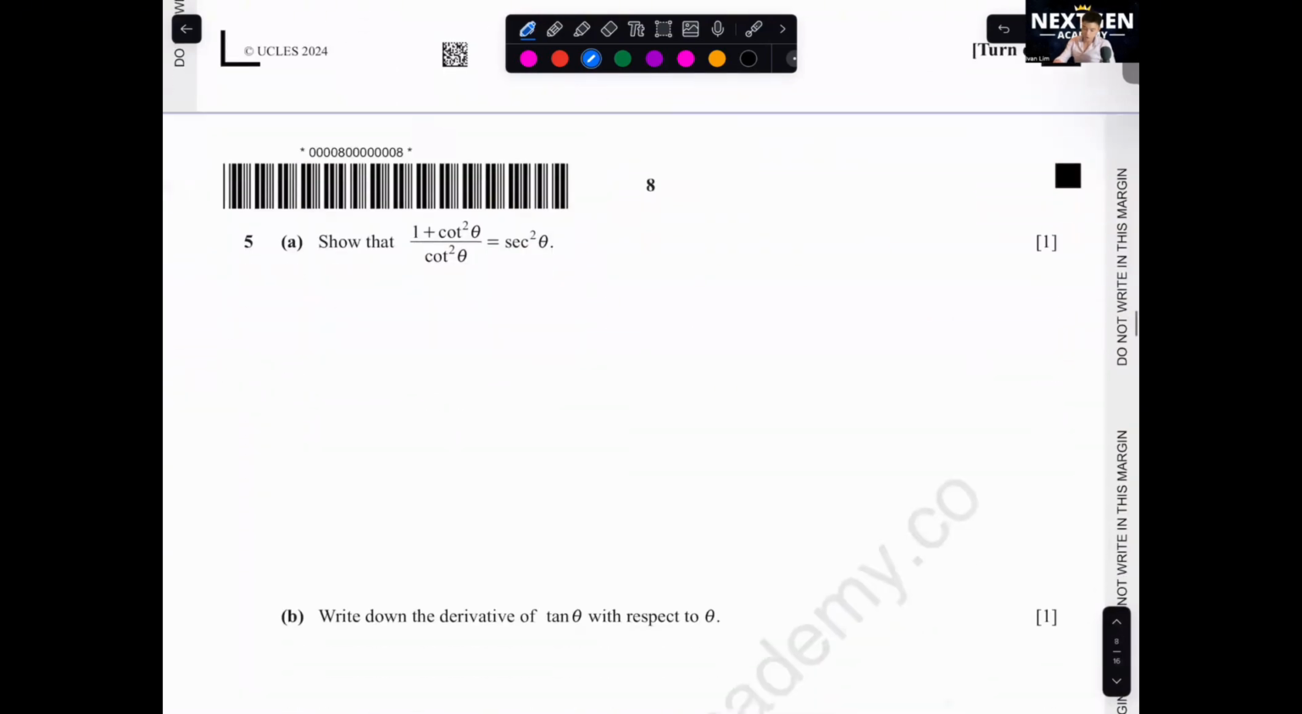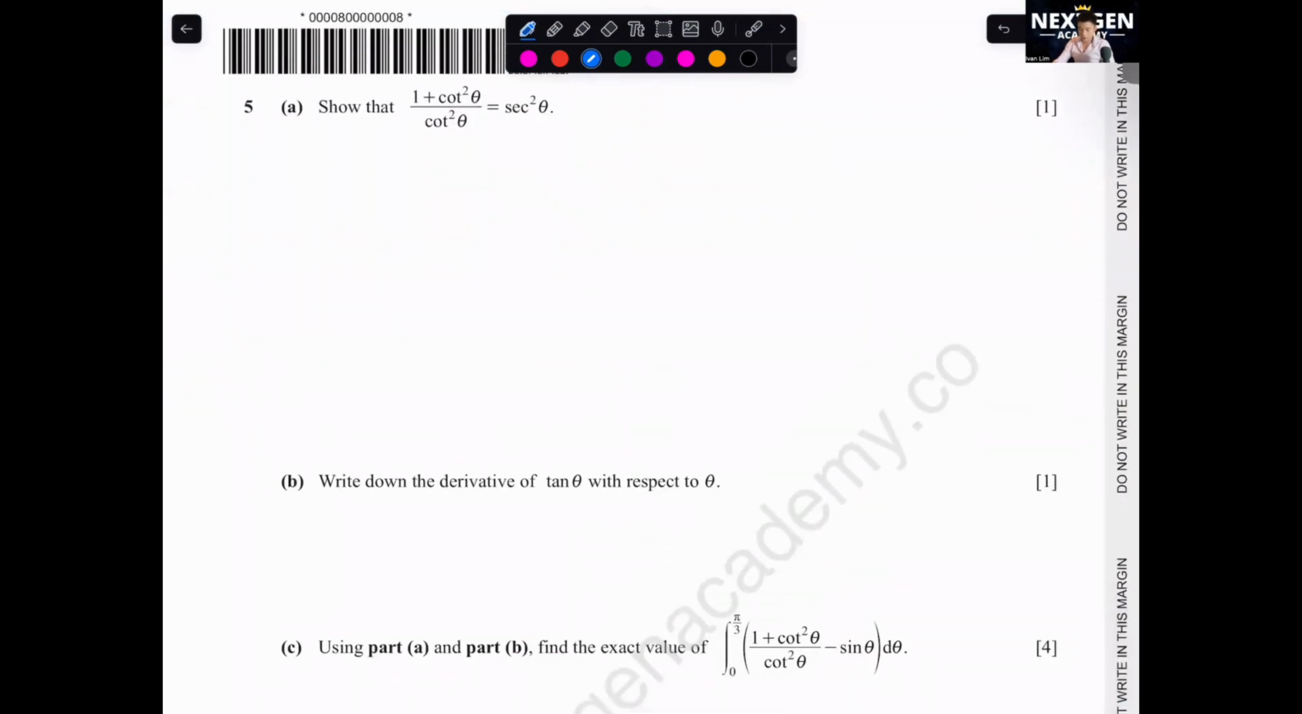5a. Show that (1 plus cotangent square theta) over cot square theta equals secant square theta. It's just a 1-mark question. Okay, on the left-hand side, let's split it up: 1 over cot square theta plus cot square over cot square theta. What is 1 over cot square theta? It will be tangent square theta plus 1.